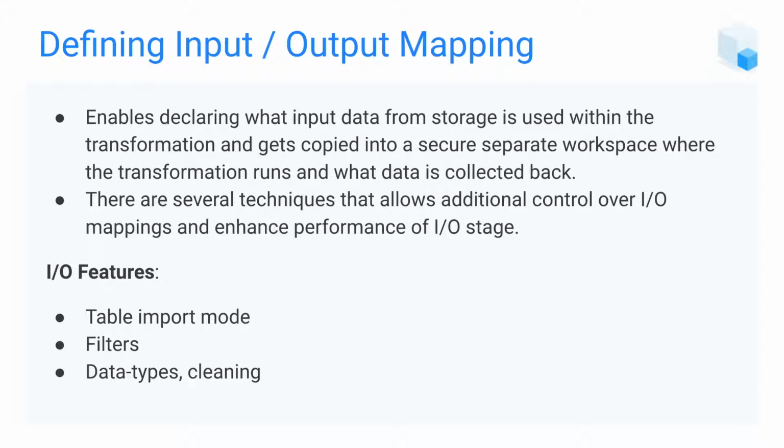With input and output mapping, you can declare what data is taken from the storage and loaded into the secure workspace for transformations, and you can also define what data is taken out of that workspace before the workspace is deleted. Keboola offers several techniques for control over the input and output mapping, which can enhance the performance of the stage. Some of the features are what table import mode you want to use. You can impose some filters or do some data conversions or some data cleaning.